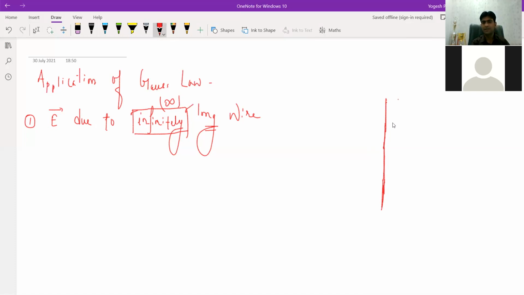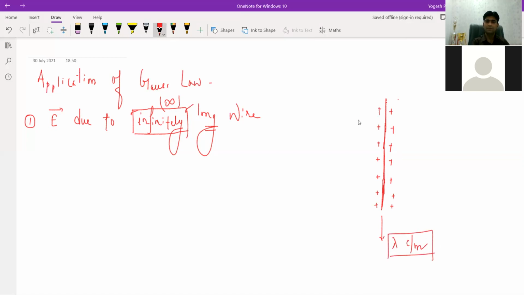Okay, so this is the electric field due to an infinitely long wire. Now if this wire is carrying a positive charge, this is a positively charged wire. Suppose this is a linear charge, that means a linear charge distribution. So if this wire is carrying a charge density of lambda coulomb per meter, the charge density of this is lambda coulomb per meter.